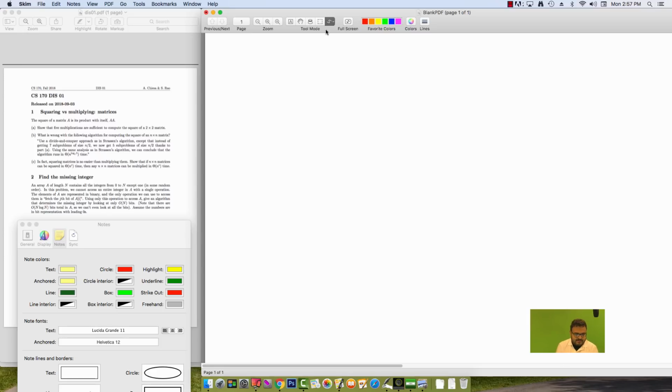1B is asking you to find out what's wrong with the following algorithm. Use a divide and conquer approach, as in Strassen's algorithm, except that instead of getting 7 subproblems of size n over 2, we now get 5 subproblems of size n over 2, thanks to part A. So we want to compute the square of an n by n matrix, and this is the algorithm we want to use. In part A, we showed that you can compute the square of a 2 by 2 matrix using just 5 multiplications. So this time, instead of getting 7, we just get 5, and then we do the same runtime analysis as Strassen, and this should work, right?